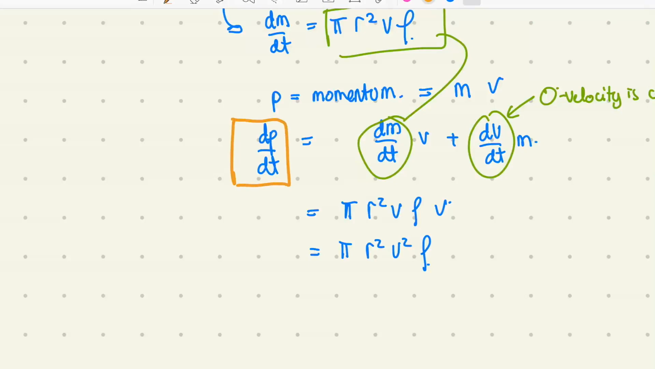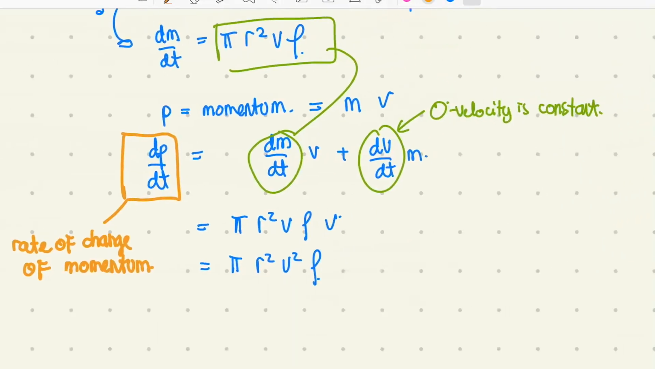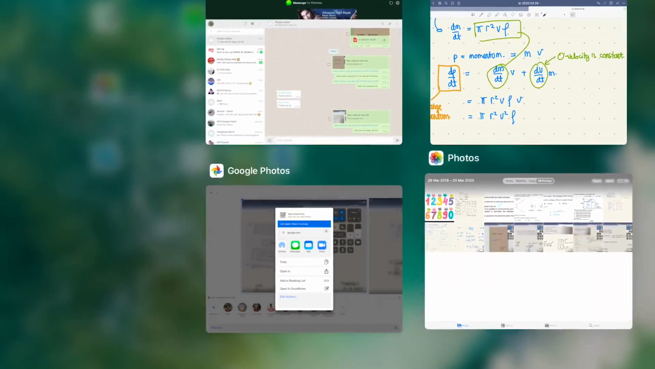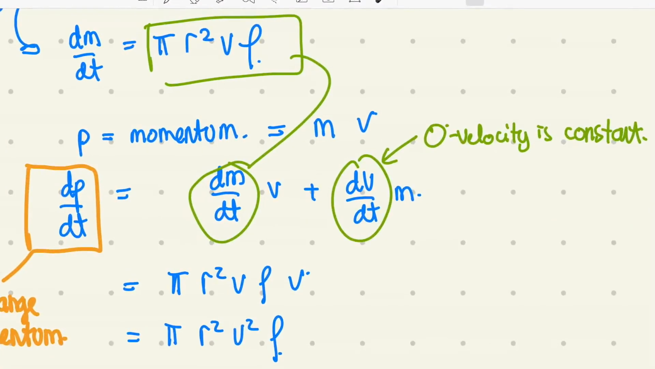Okay, this one we call rate of change of momentum, equals dp/dt. Then we apply the product rule. Very simple. How to apply the product rule?